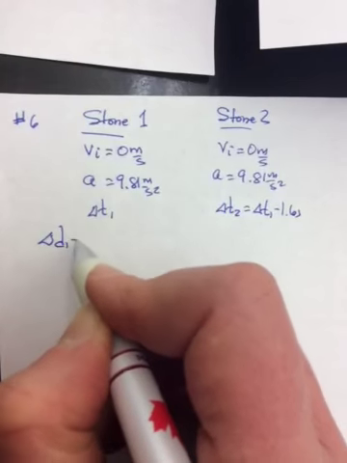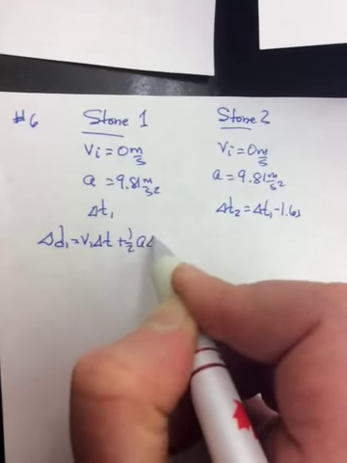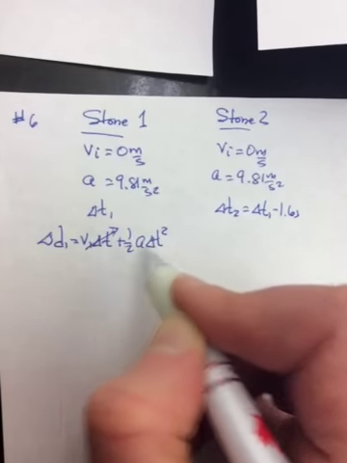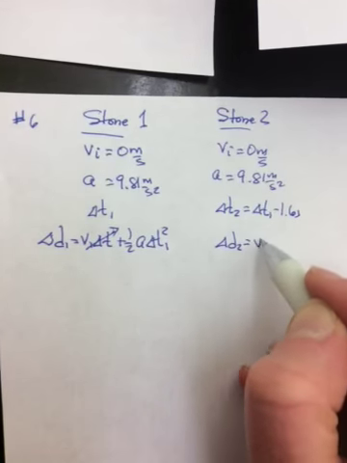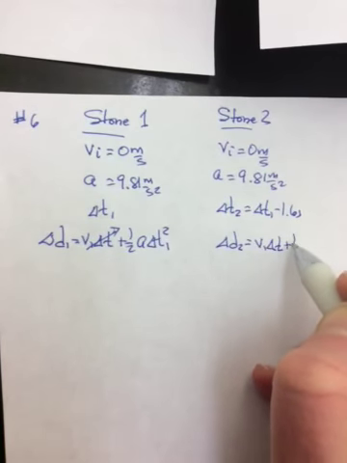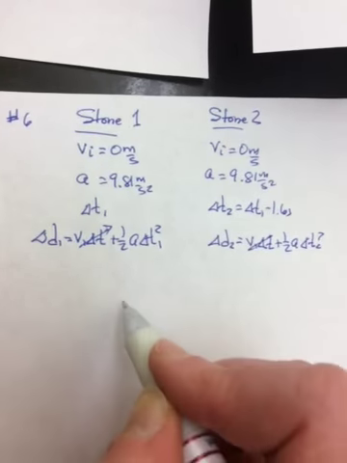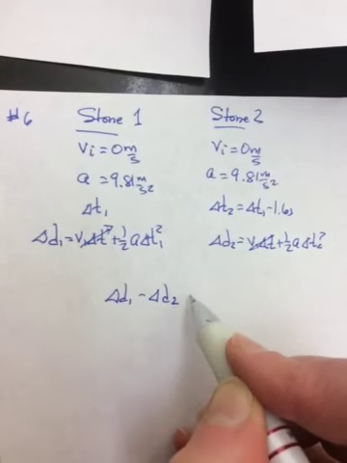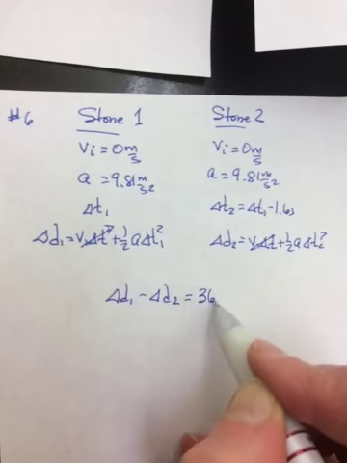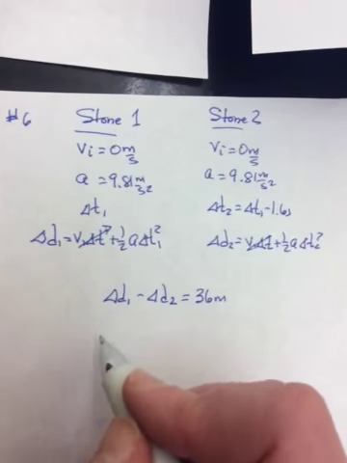So delta D1 will be VI delta T plus 1/2 A delta T squared. This goes to 0. This is number 1. Delta D2 will be VI delta T plus 1/2 A delta T2 squared. This one goes to 0. It wants to know how far the second one has fallen when they are 36 meters apart. So D1 minus D2 has to equal 36.